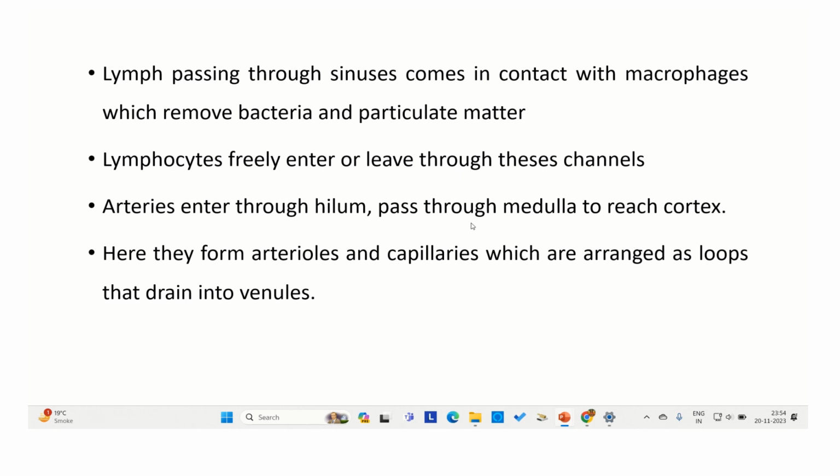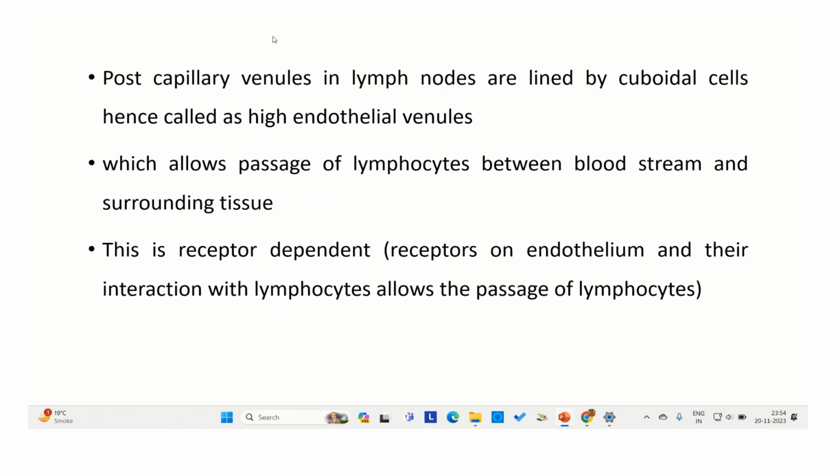Arteries enter through the hilum and pass through the medulla to reach the cortex. Here they form arterioles and capillaries, which are arranged as loops that drain into venules. Post-capillary venules in lymph nodes are lined by cuboidal cells, hence called high endothelial venules. Usually capillaries are lined by a flattened endothelium, whereas here they are lined by cuboidal cells. They allow passage of lymphocytes between the bloodstream and surrounding tissue. This is receptor dependent. You can see the receptors on the endothelium, and their interaction with lymphocytes allows the passage of lymphocytes.